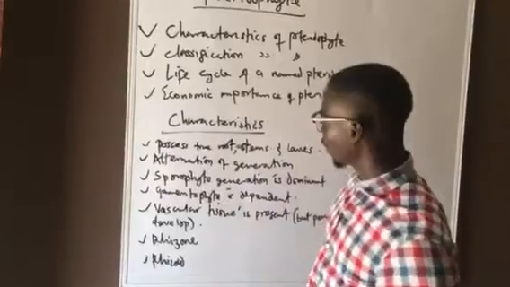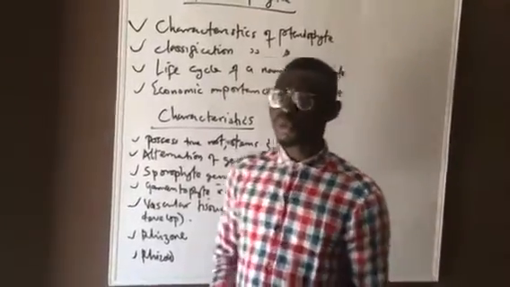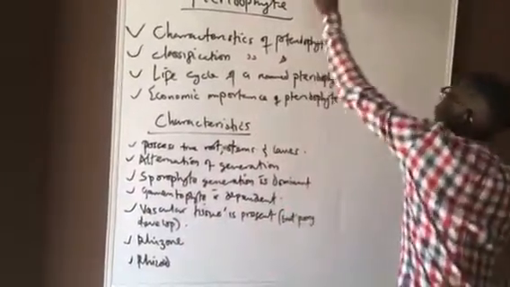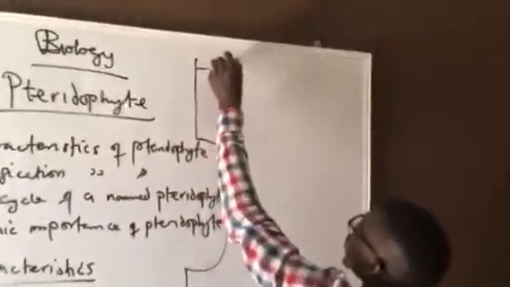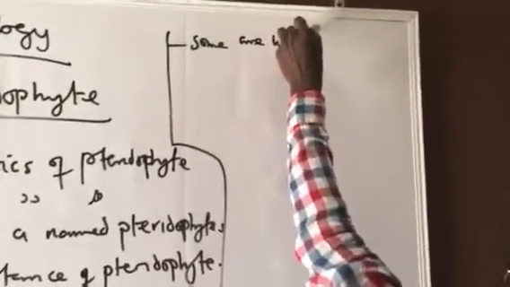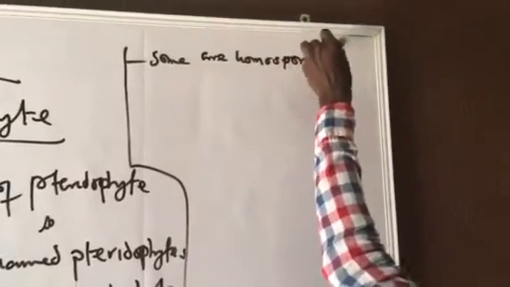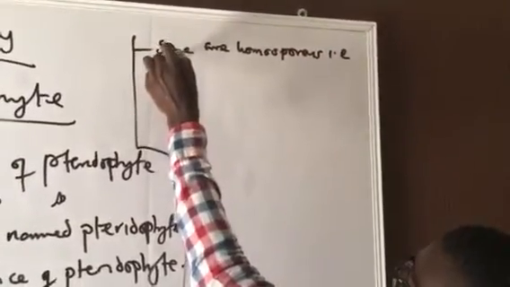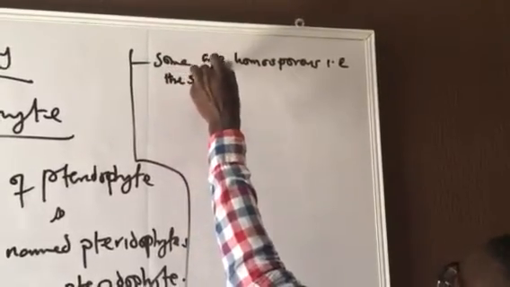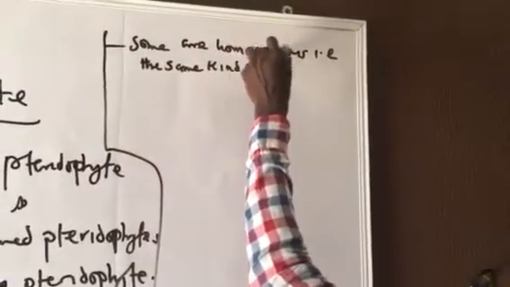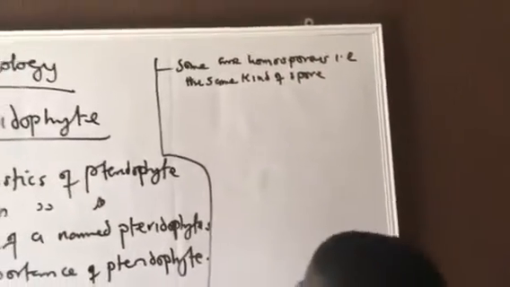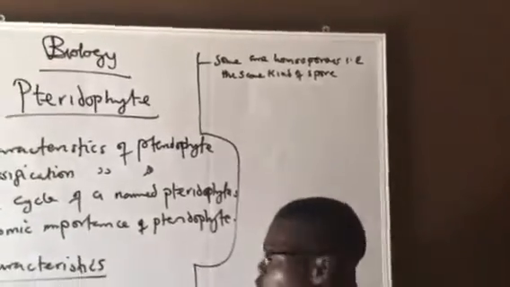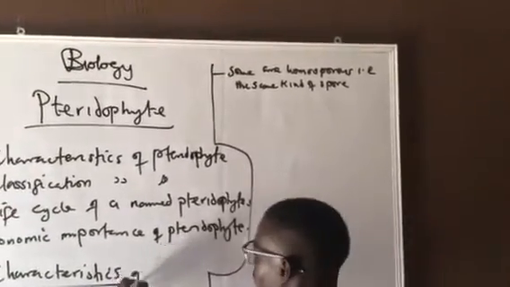We said they exhibit alternation of generation. They also produce spores. We have two categories: some are homosporous, while some are heterosporous. Some produce the same kind of spores. Some are homosporous, that is, they have the same kind of spore in terms of size and shape.